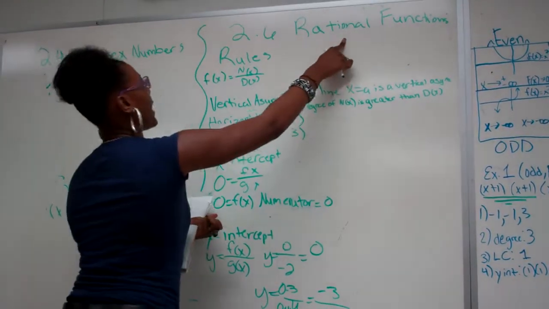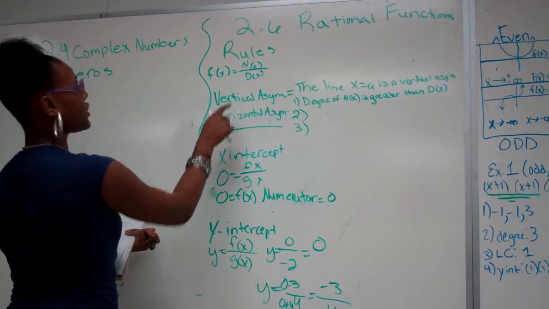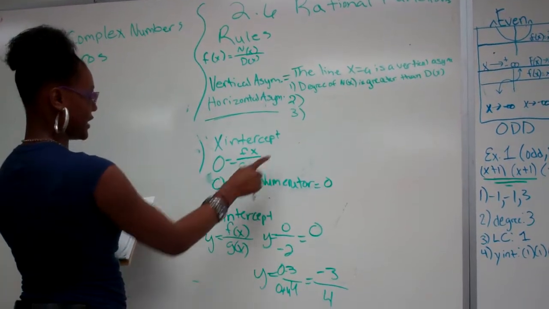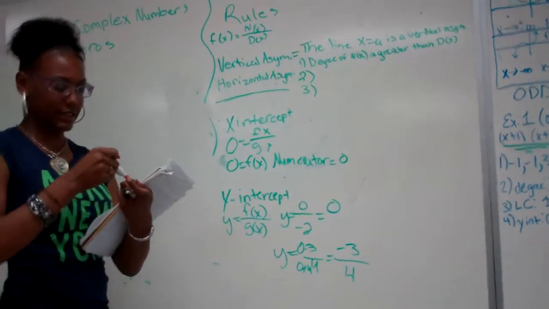And that will give you 2 rational functions. So you're trying to find the vertical asymptote, the horizontal asymptote, the x-intercept, and the y-intercept. Cool.